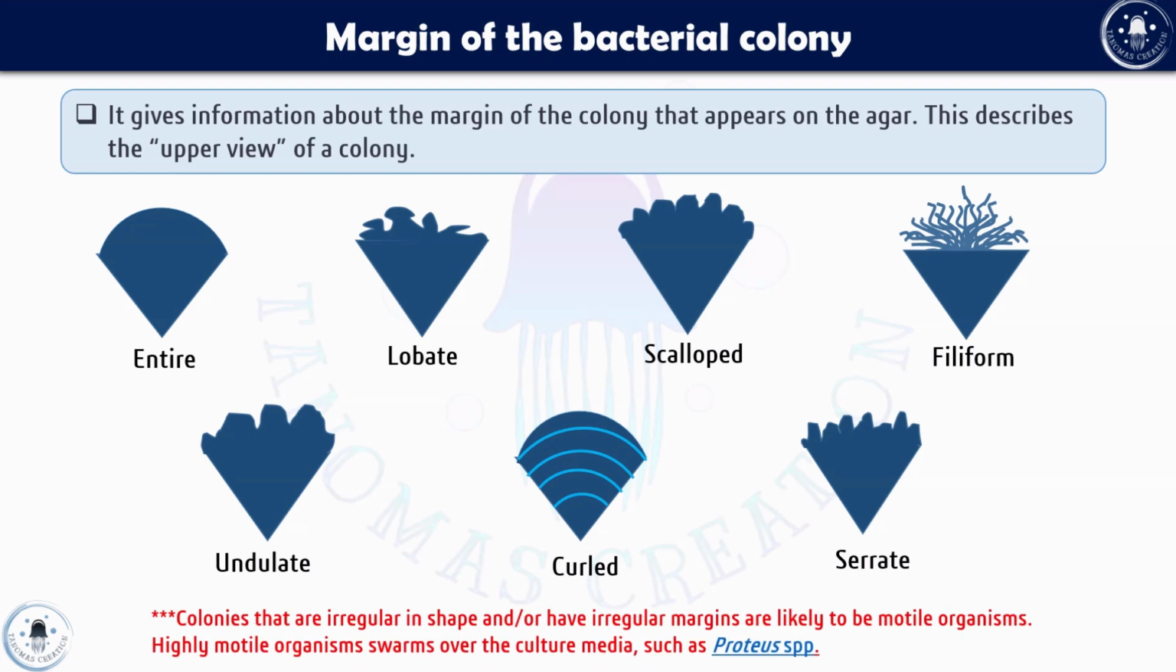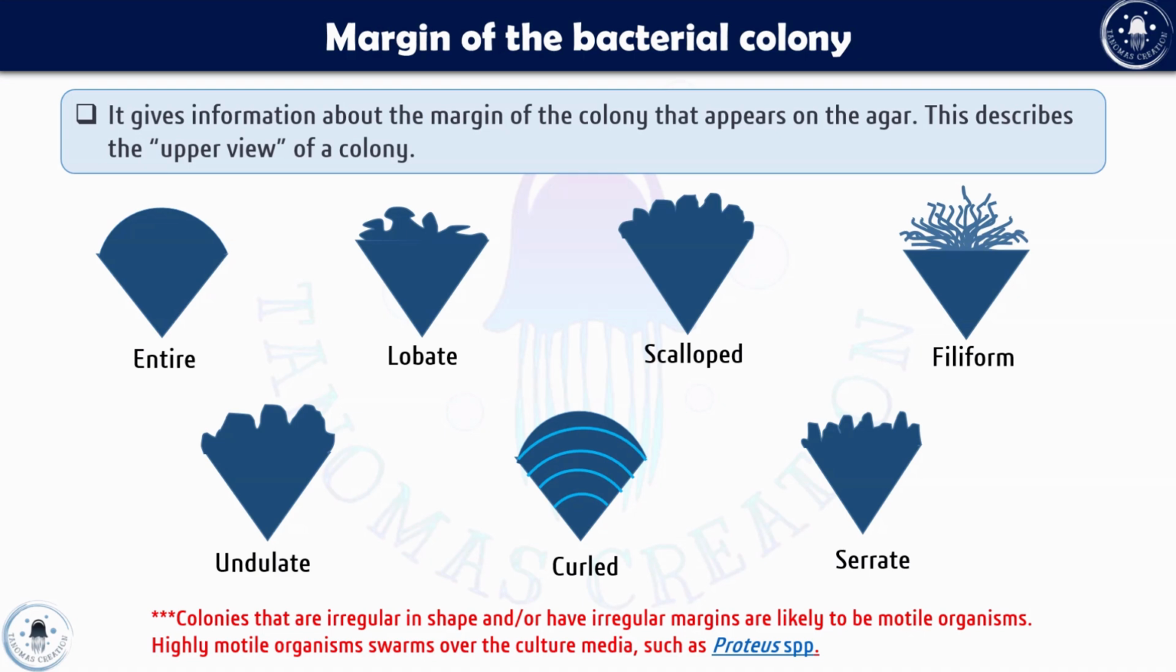Now these colonies that are irregular in shape or have irregular margins are likely to be motile organisms. This is a fact. So suppose a colony is in the shape of lobate or filiform or undulate or serrate. These are the irregular margin colonies. So here these colonies may be speculated to be motile organisms, highly motile organisms that swim over the culture media, which is visible with our naked eyes only.